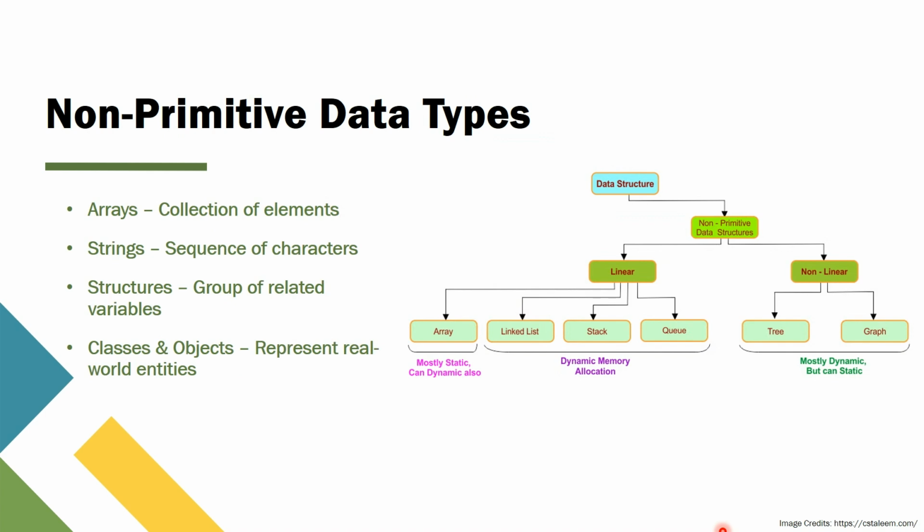Now, there are a few non-primitive data types such as arrays. Arrays are a collection of elements. The elements can be of any type. And strings. Strings are a sequence of characters. Then structures are nothing but a group of related variables. And classes and objects. These represent the real world entities. As you can see in the image as well, there are so many types of non-primitive data types. Again, they are segregated into two types, linear and non-linear. Based on the segregation, there are arrays, list, stack, queue, etc. And also the tree, graph, etc.